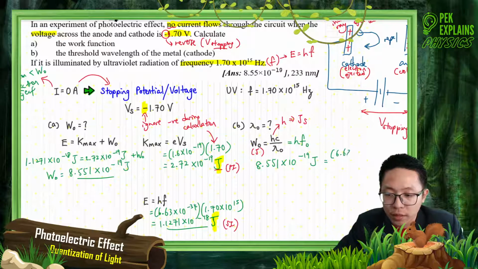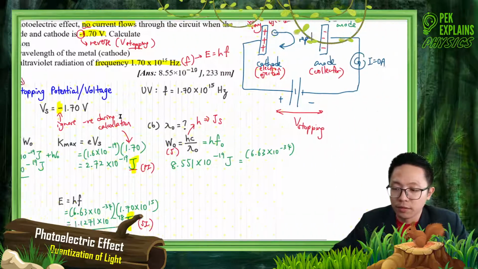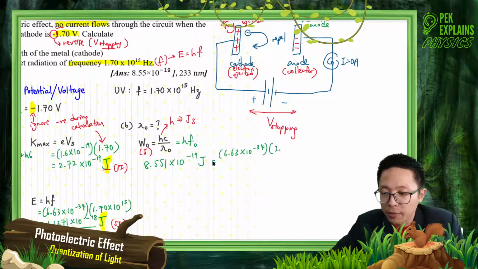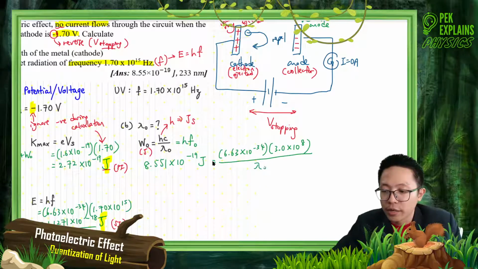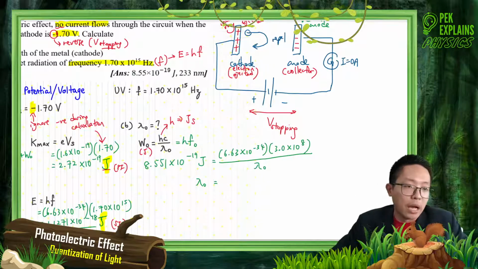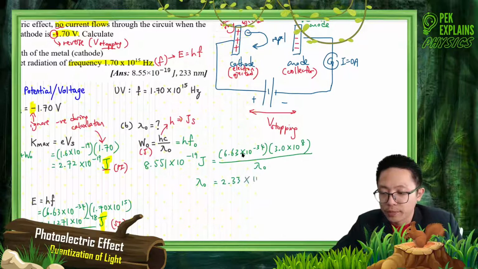So the Planck constant is 6.63 exponent negative 34, and the speed of light is 3.0 exponent 8, over the threshold wavelength. In the end, the threshold wavelength is 2.33 exponent negative 7 meter. If you want to convert, this becomes 233, and negative 9 is nano, so nanometer.